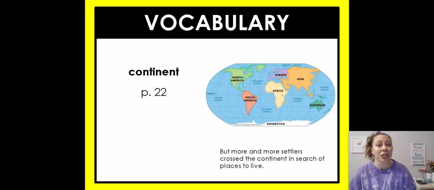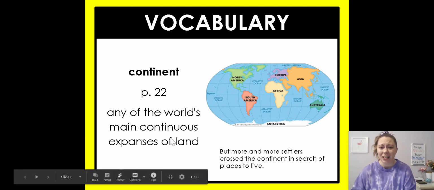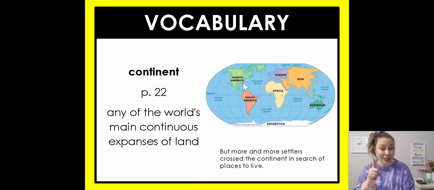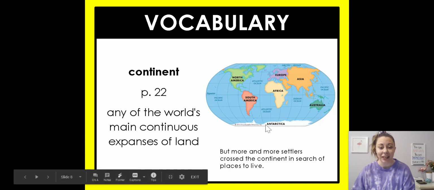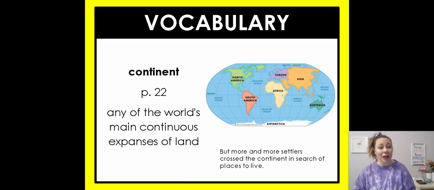And lastly, we have the word continent. It says, but more and more settlers cross the continent in search of places to live. This is one that you just kind of have to know. A continent is any of the world's main continuous expanses of land. So our continents on the earth, we have North America, that's where we live, South America, Africa, Europe, Asia, Australia, and Antarctica. The continents are the big chunks of land. That's the biggest chunk of land that we'll talk about.